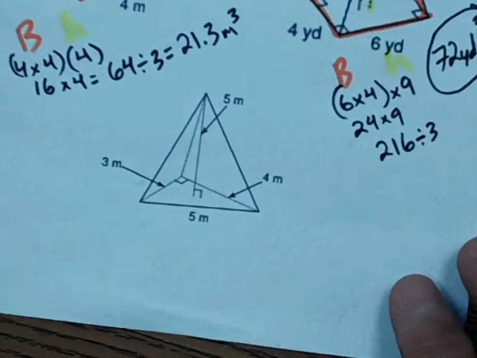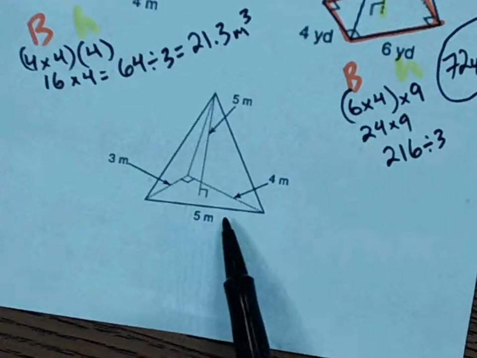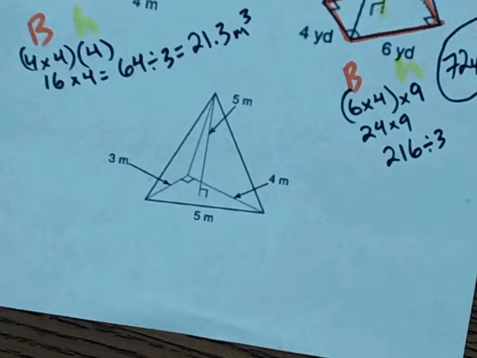Alright, here's our last example. What do you notice different about it? I'm hoping that you notice that it's now a triangular pyramid. Our base is a triangle. Okay, so that means we're actually going to have one extra step here. Now, I'm thinking you probably already know what I'm talking about.